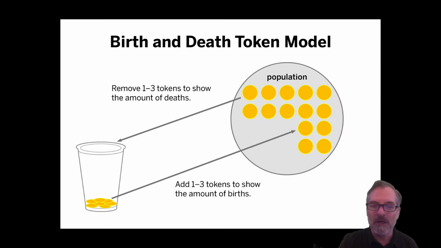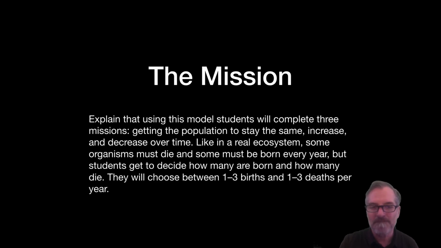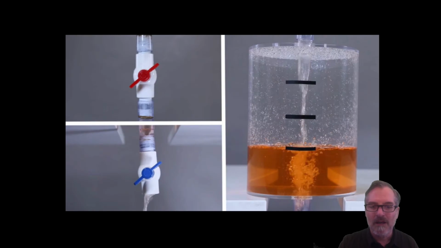So again, you were able to remove if was dying, and then you added if representing births. And so you were supposed to make the population stay the same, make the population increase over time, and make the population decrease. That was kind of the mission of that. And then I think you were over here graphing it right here.